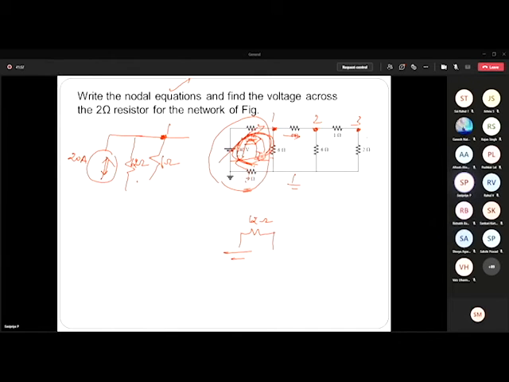Because I have only one source. So definitely, as far as this part of the circuit is concerned, the current is the same, in the same direction. So no confusion, these two are in series. Okay, the nodal analysis is over.